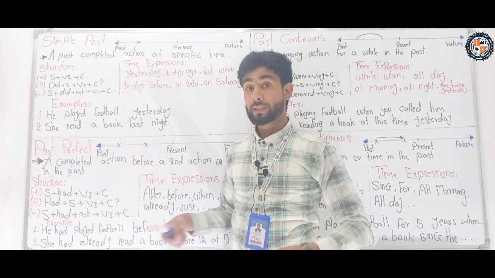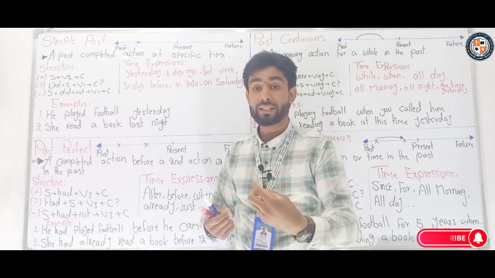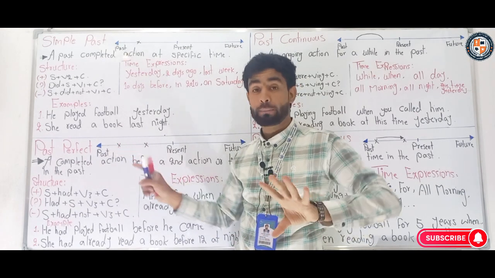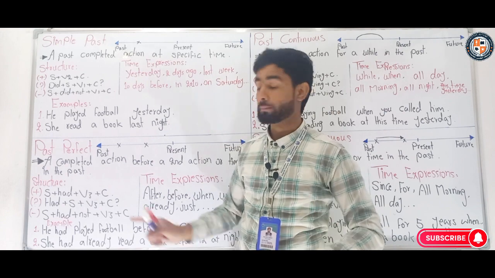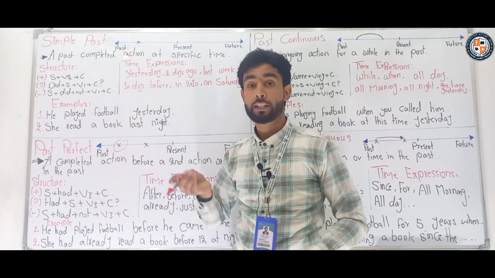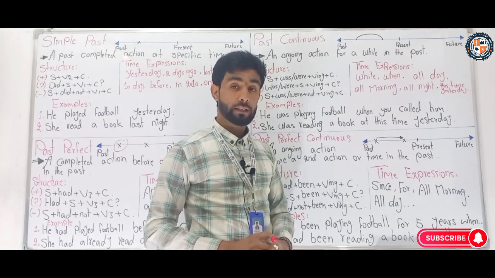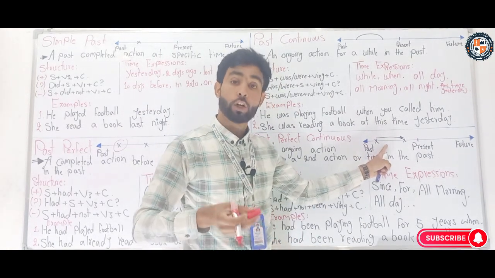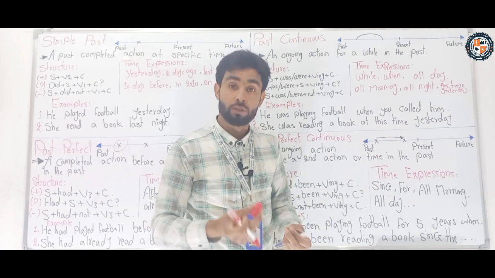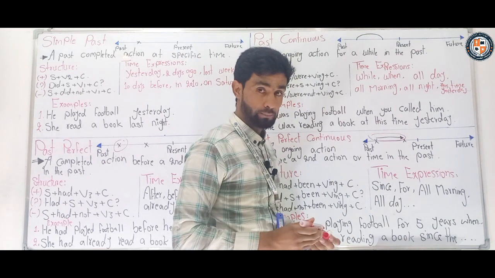Past perfect. When we say past perfect, in this sentence we have either 2 actions or 1 action and 1 time. So it shows an action which was done before a second action or time in the past. So here this action is called past perfect. It was done before a second action or time. Past perfect continuous shows the duration of an action, or focuses on the duration of an action before a second action or time in the future. So this is called past perfect continuous tense.